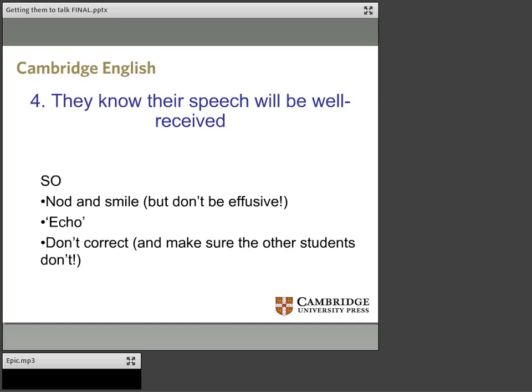Don't correct. I'm not saying never correct. I think there are places when we do need to correct during an oral fluency activity, but not with the reluctant students. The reluctant students that are at last speaking, so we don't want to put them off by correcting them.